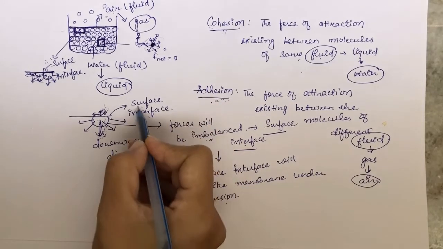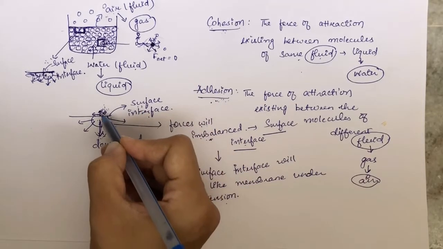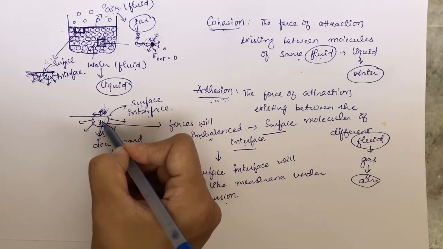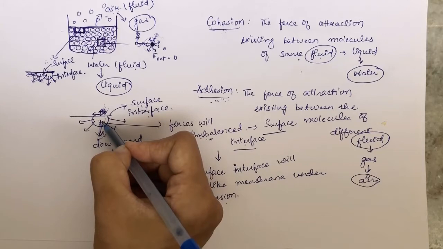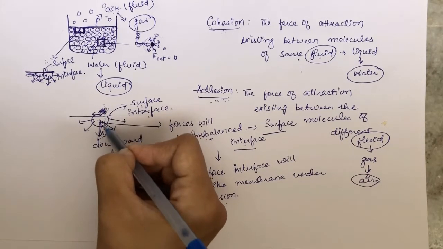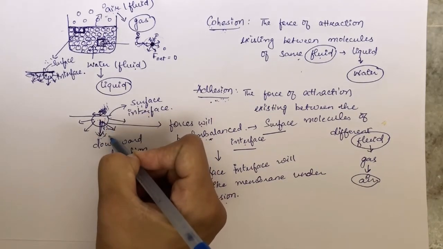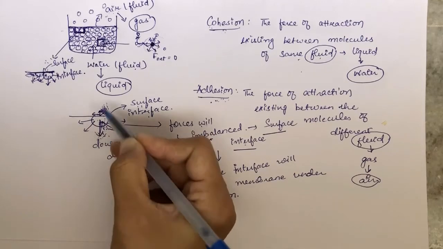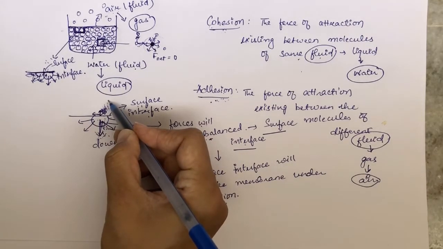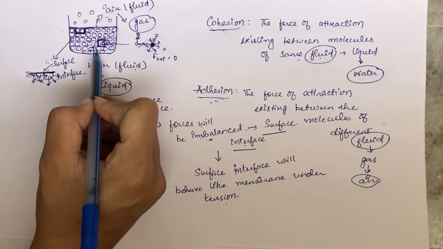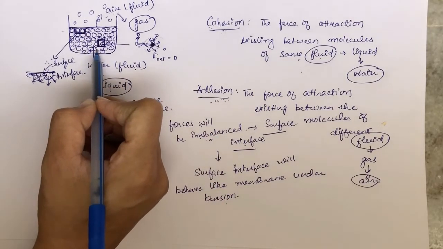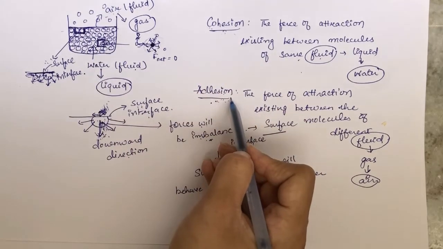So here at the surface interface the attractive forces are occurring, but that is known as adhesion, as the force of attraction is taking place between the molecules of two different fluids. One of the fluids is liquid, which is water, and the other fluid is gas, which is air, in the present example that we have considered. Okay, so clear with the definitions of cohesion and adhesion.